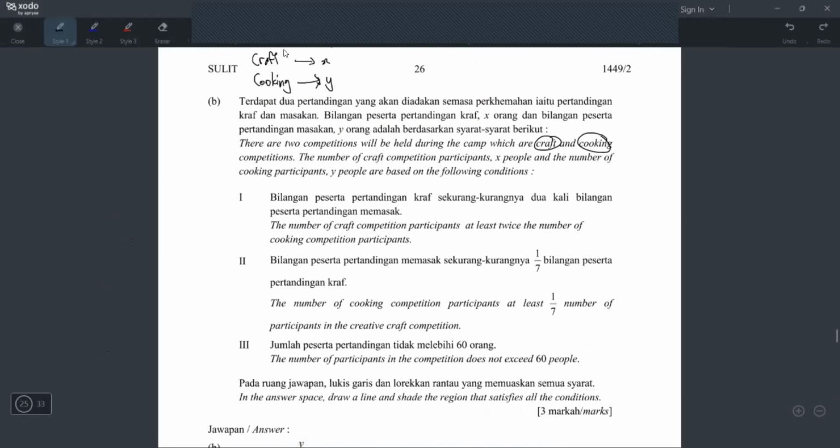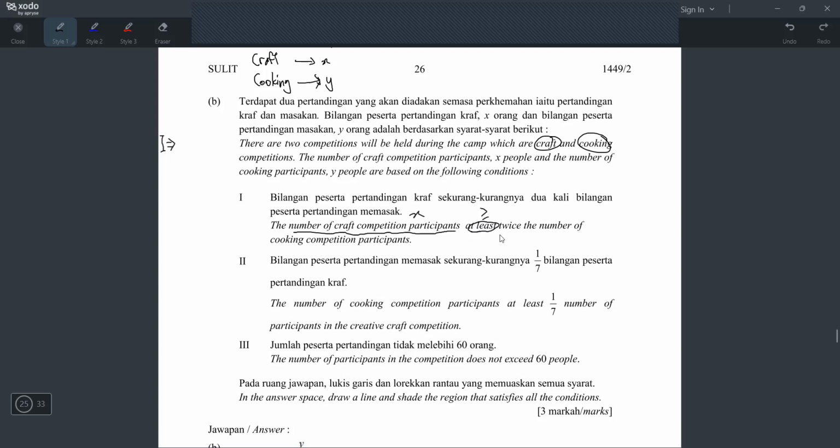Okay, right here, just write it here. So the first inequality, I write here. The number of craft competition participants, which is X, is at least, what is the symbol? Bigger than or equal to. Make sure you know at least means sekurang-kurangnya. It means it cannot be less. It has to be at least, so it cannot be less.